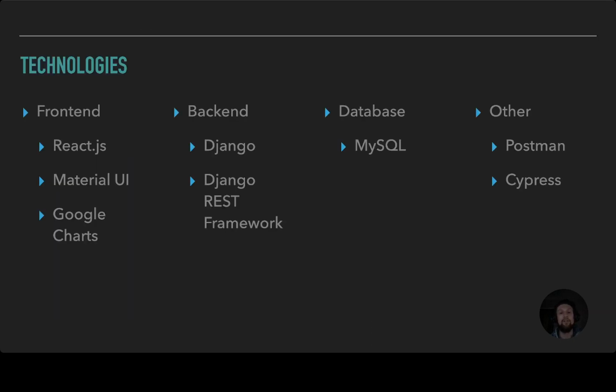The front end was developed with JavaScript using React.js, Material UI, and Google Charts. The backend was developed with Python using Django and Django REST framework. The data is stored in a MySQL database. Other tools that were leveraged: Postman for testing API endpoints, and Cypress for unit testing. And now I will take you through the application.